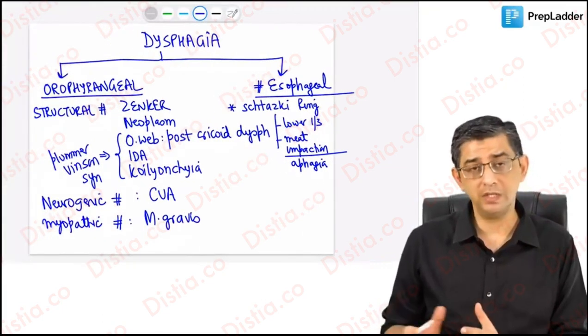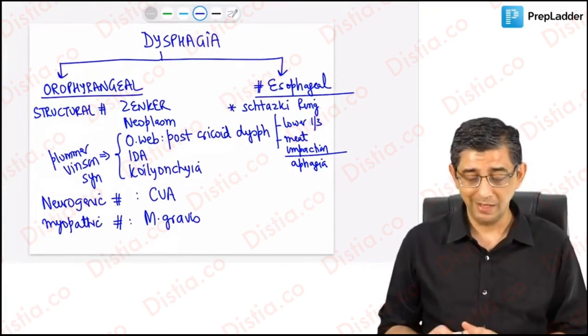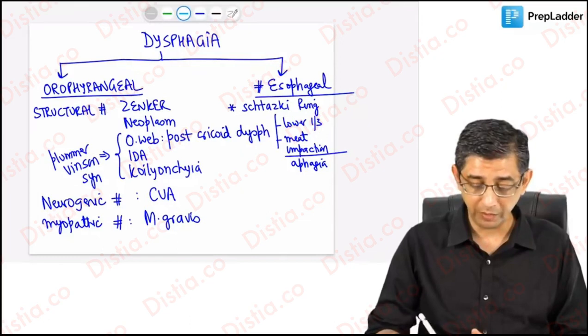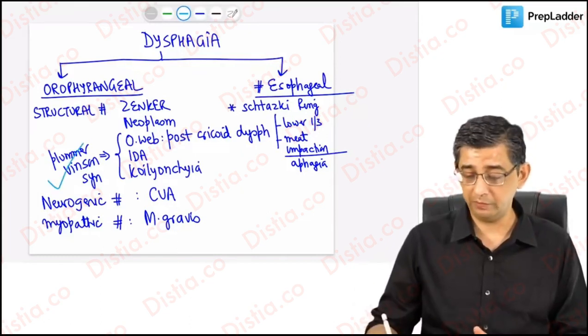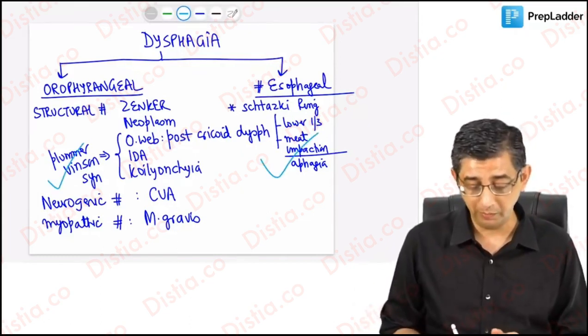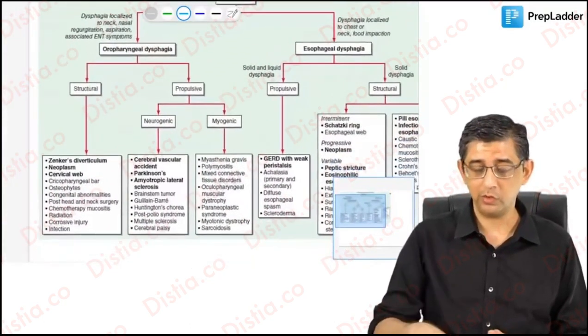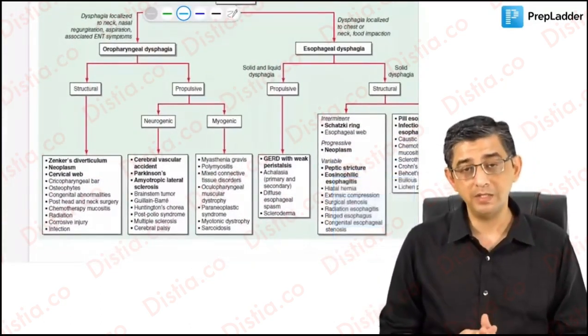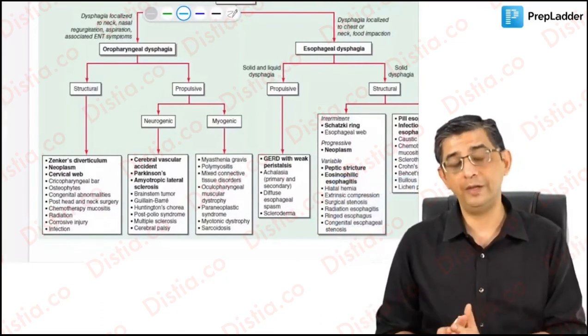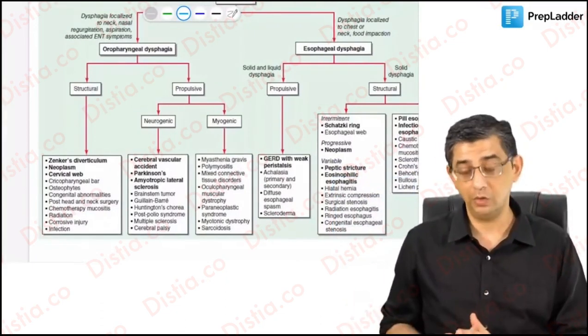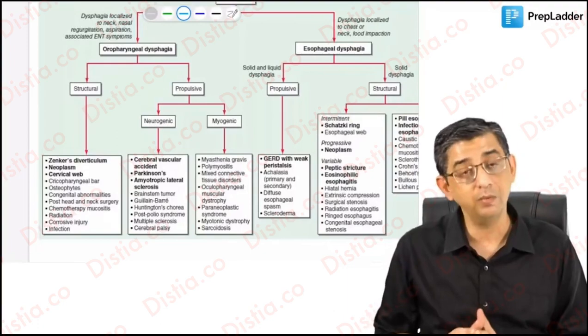Though there are many others that I've highlighted before you, these are additional aspects that I have tried to highlight. I've talked about the triad of Plummer-Vinson. I've talked about meat impaction, which are two important issues. You see, actually, there's a table in Harrison where all these causes are explained. But instead of just marking it on the table like a tick mark, these are the causes, I've tried to highlight the important ones.